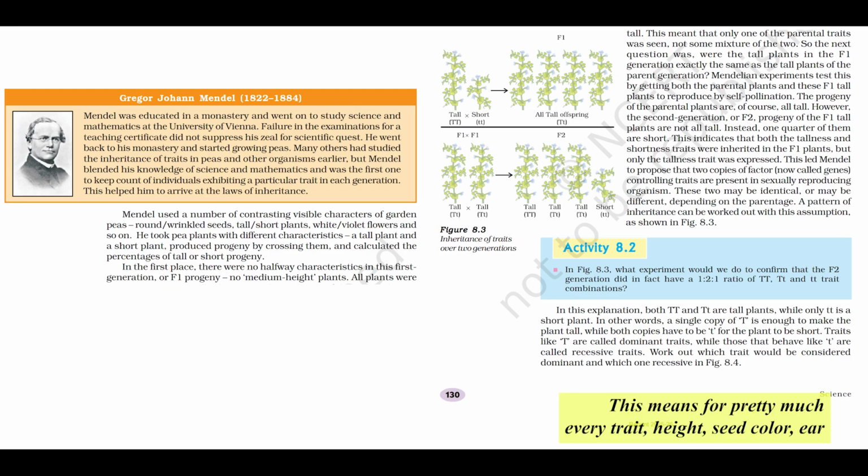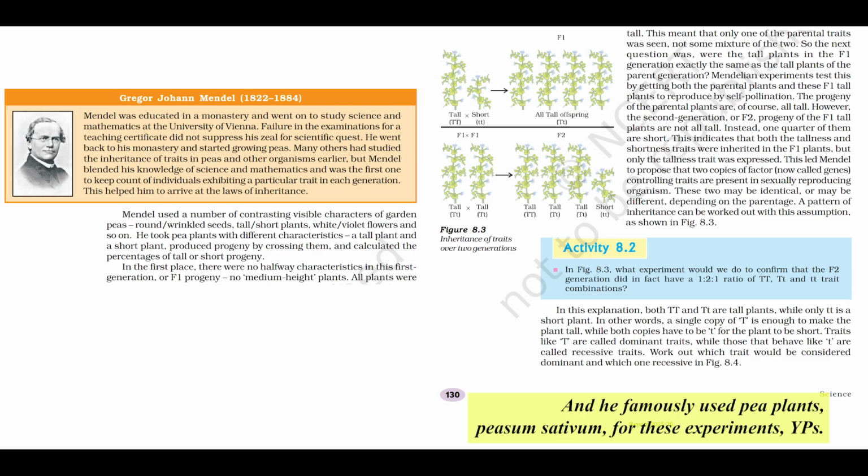This means for pretty much every trait, height, seed color, earlobes, a child gets two sets of instructions, two versions of the genetic information. One version comes via the father's sperm, the other via the mother's egg. So a child's height isn't just from one parent, it's influenced by the height-related genetic info from both. The final expressed trait comes from the interplay between these two inherited sets of information. This idea of two copies, two factors per trait, is central to everything Mendel discovered.